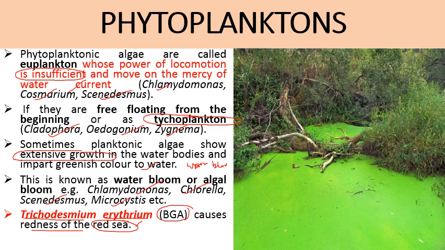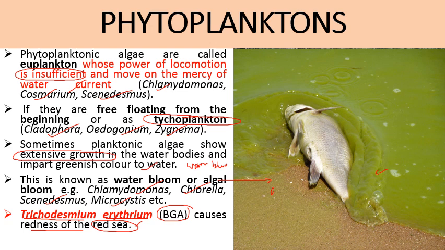So this is the picture showing algal bloom. Here we can see the water body is covered by these algal genus, and they show the luxuriant growth because the water is rich in nutrients. So that condition is known as water bloom or algal bloom. And it can cause hypoxic condition to the aquatic animals. जो aquatic animals हैं उनके लिए hypoxic conditions create होती हैं जिससे उनकी death हो सकती है.